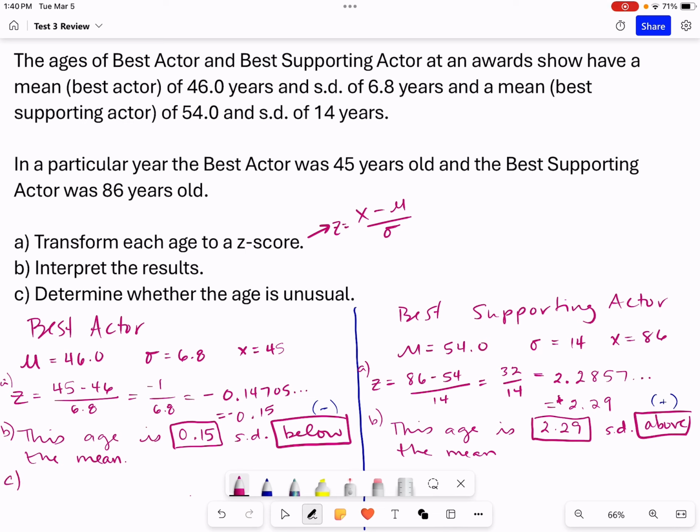All right. And then part C, determine whether the age is unusual. Remember, for an age, or for any z-score, or I guess any x value to be considered unusual, it needs to be outside of that -2 to 2. So here we'd say no. Z-scores between -2 and 2 are usual.